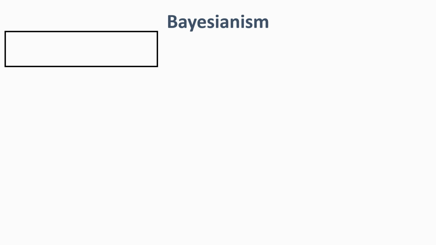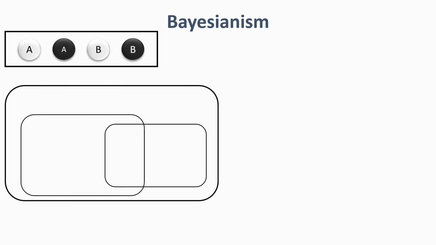The balls are either white or black, and each carries a letter, either A or B. So we have a combination of four possibilities: white A balls, black A balls, white B balls, and black B balls. We can represent the different possibilities using a Venn diagram with four regions: white and B, black and A, white and A, black and B. The area of each region represents its probability.